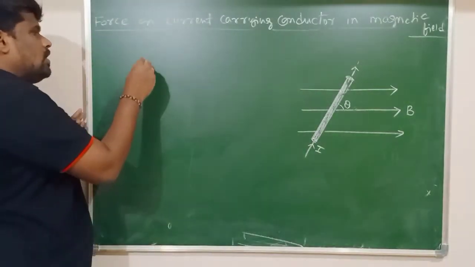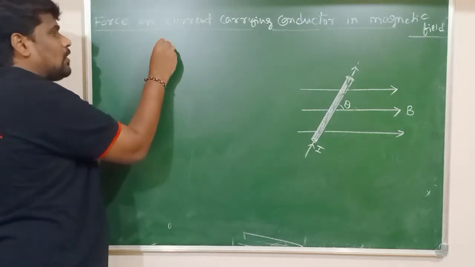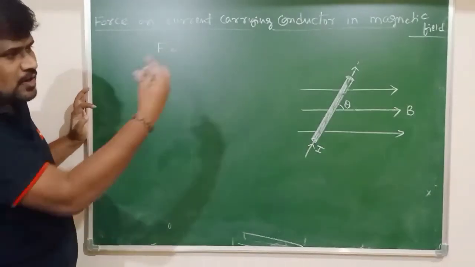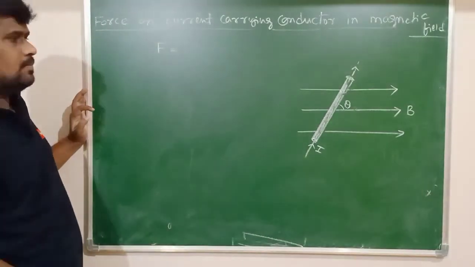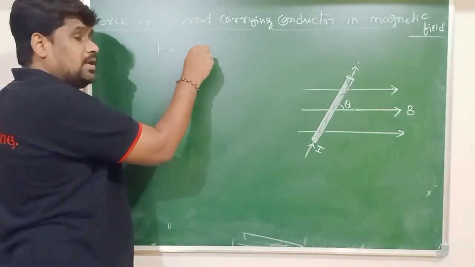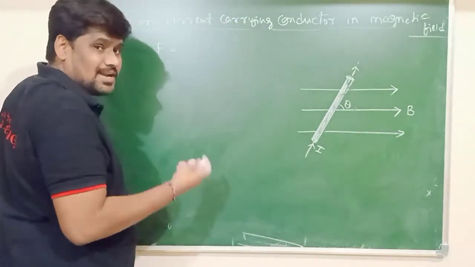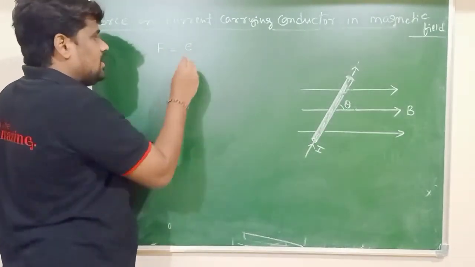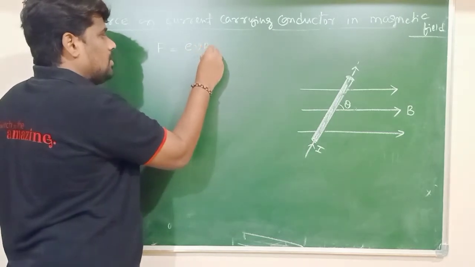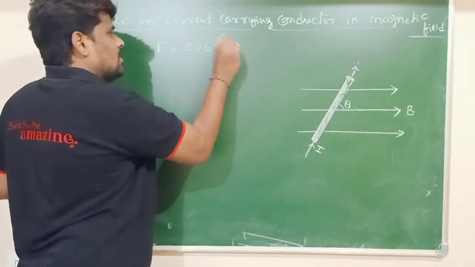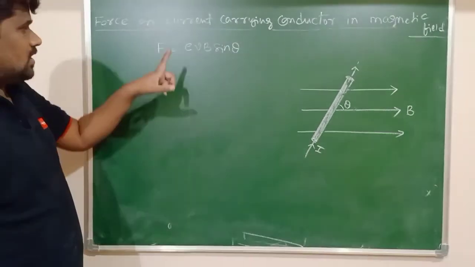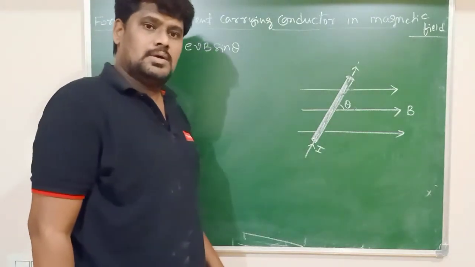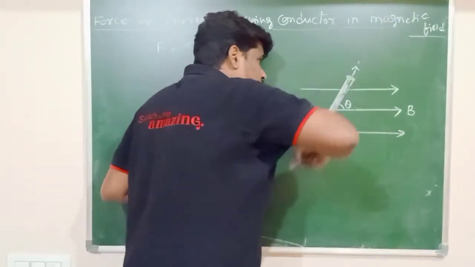First tell me what is the force acting on a single electron in a magnetic field. What is the force acting on a single electron which is moving in a magnetic field? It is given by QVB sin theta. Q is nothing but charge. Instead of Q, I take e, the charge of electron. So evB sin theta is the force acting on a single electron which is flowing in a conductor.